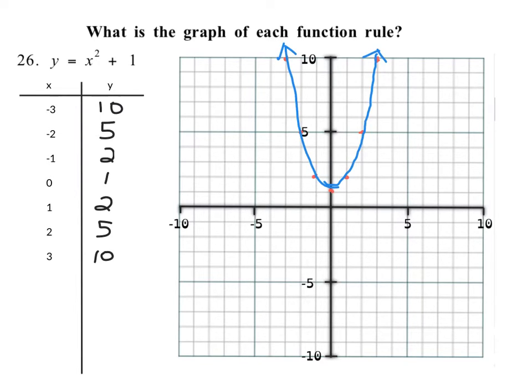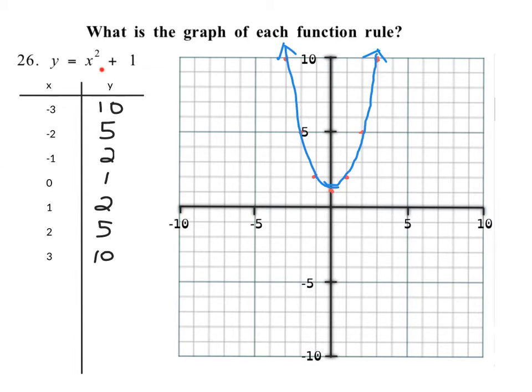Whatever value makes this the lowest, when it's only just x squared and this plus 1, whatever is going to make this the lowest is going to be the lowest point. And what makes that the lowest? 0, right? So this then becomes how far up this thing is shifted: up 1 unit from 0. That's the graph of it.